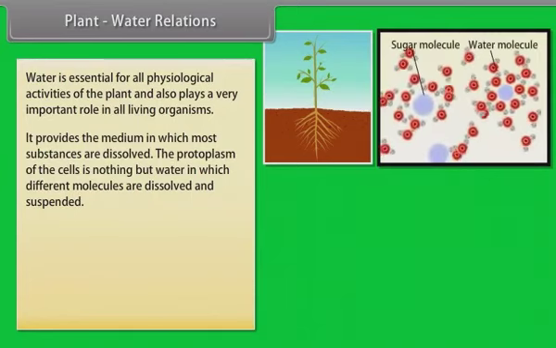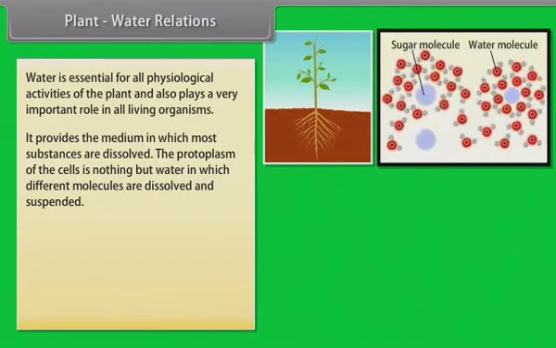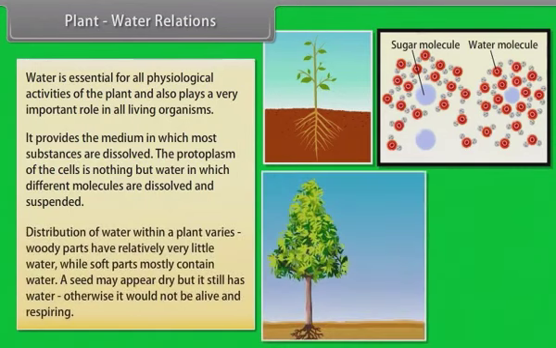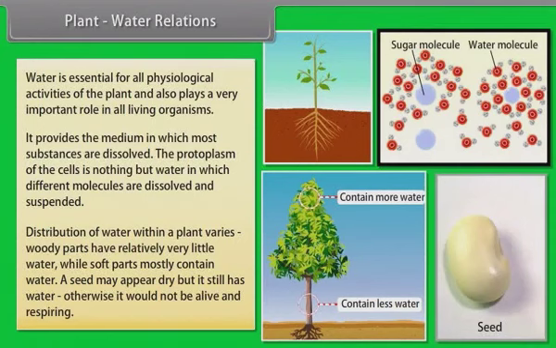A watermelon has over 92% water. Most herbaceous plants have only about 10 to 15% of their fresh weight as dry matter. Of course, the distribution of water within a plant varies. Woody parts have relatively very little water, while soft parts mostly contain water. A seed may appear dry, but it still has water. Otherwise, it would not be alive and respiring.